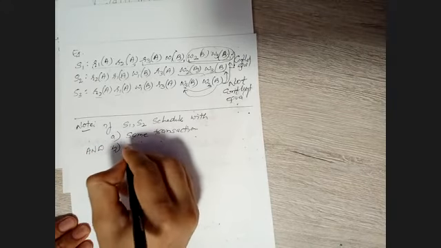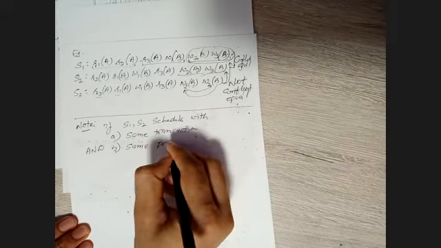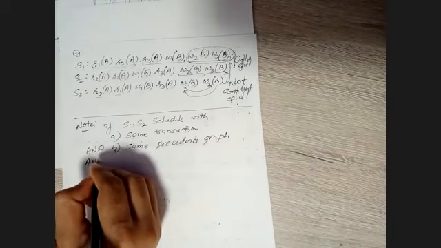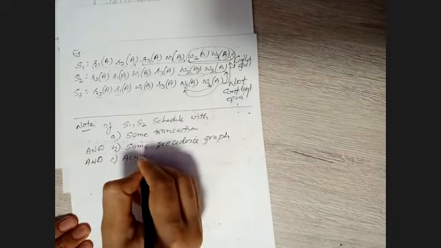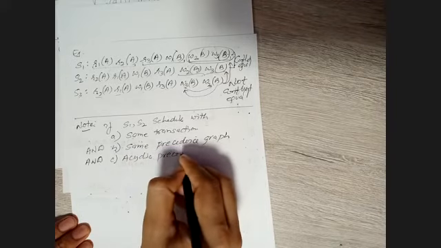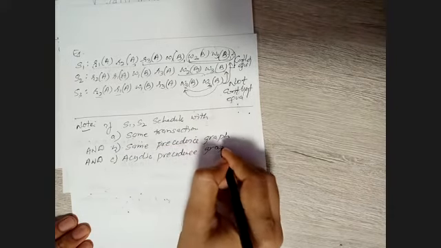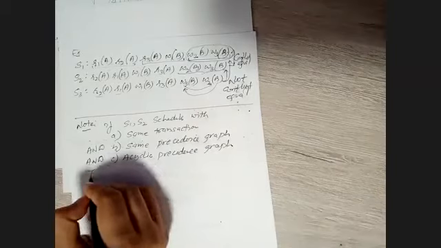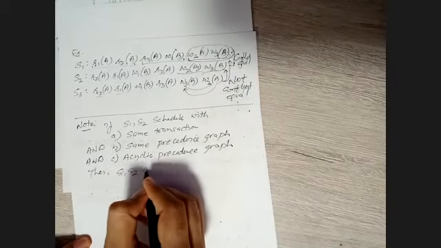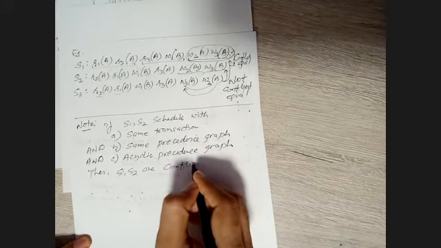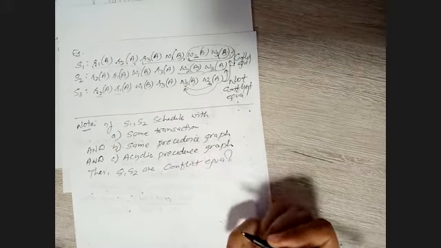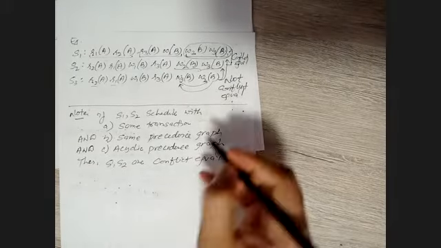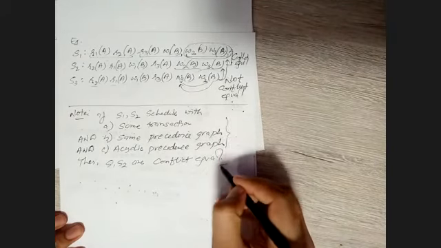Second, the same precedence graph. We have seen precedence graph, right? And the third condition says that there should be an acyclic precedence graph, meaning there should not be a cycle in the graph. If these three conditions are true for S1 and S2 schedules, then we say S1 and S2 are conflict equal, right? If P, then Q, that kind of mathematical logic. So if these three are true, only then we say this.